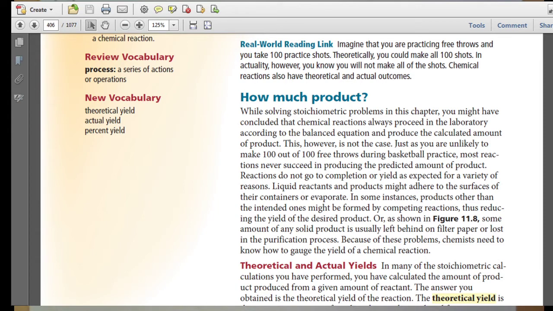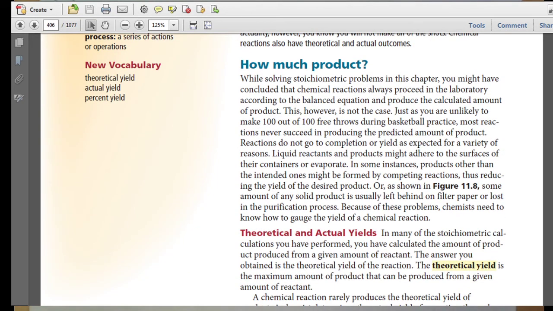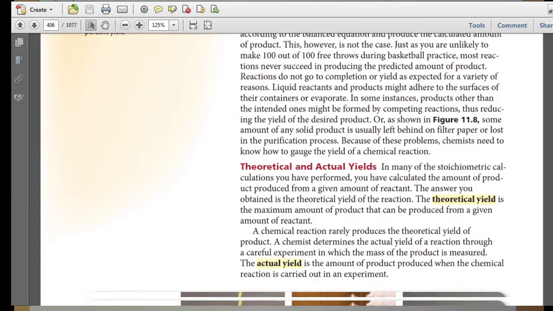Reactions do not go to completion or yield as expected for a variety of reasons. Liquid reactants and products might adhere to the surfaces of their container or evaporate. In some instances, products other than the intended ones might be formed by competing reactions, thus reducing the yield of the desired product. Or, as shown in Figure 11.8, some amount of any solid product is usually left behind on filter paper or lost in the purification process. Because of these problems, chemists need to know how to gauge the yield of a chemical reaction.